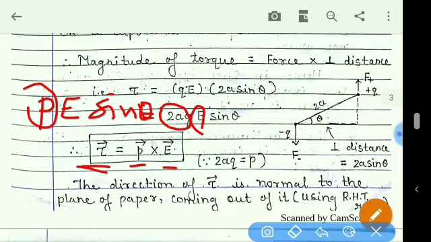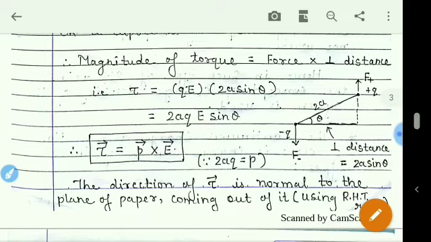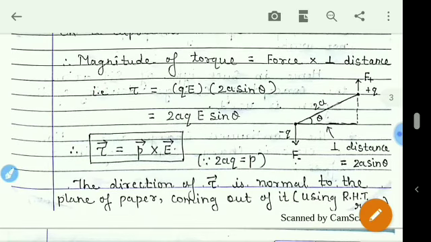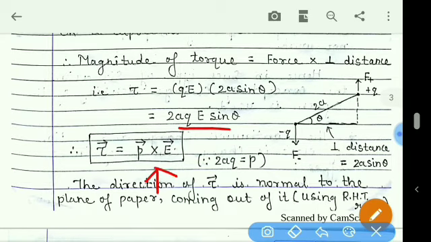We know that p and E both are vector quantities and they are related by sine theta. So if we remove this sine theta, then definitely we have to put a cross product. If there is a cos theta, then we have to put a dot product. So I think you can understand this, that after this step we can write the torque in a cross product way.